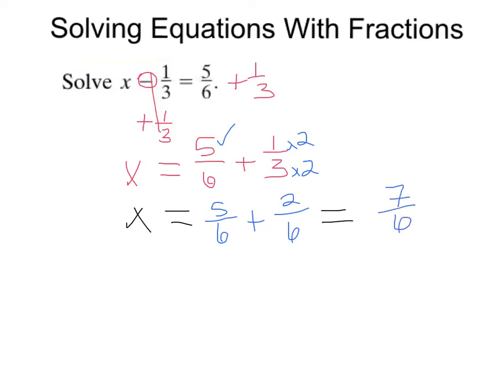7/6. We know we can't leave it that way, so we need to change it into a mixed number because 7/6 is an improper fraction. So 6 goes into 7 one time with 1 left over because 1 times 6 is 6. 7 minus 6 is 1. 1 left over becomes your new numerator. Denominator just stays the same. So in our equation, x is 1 1/6.